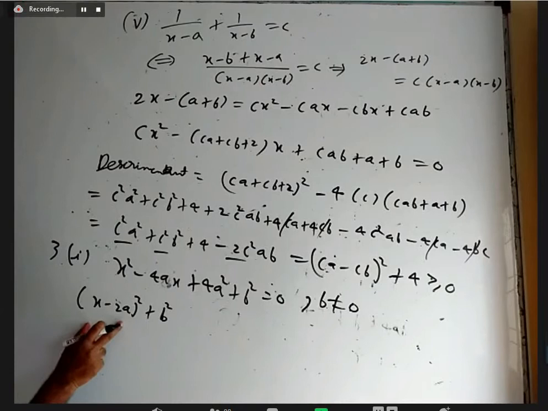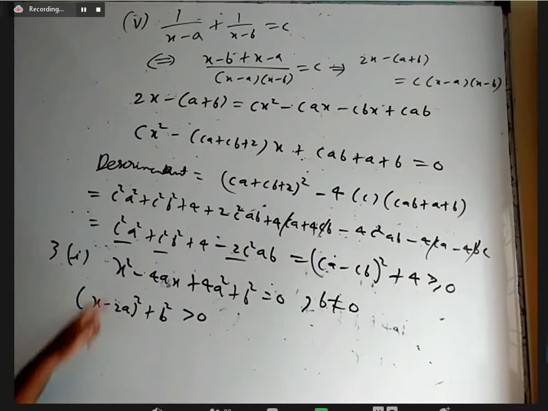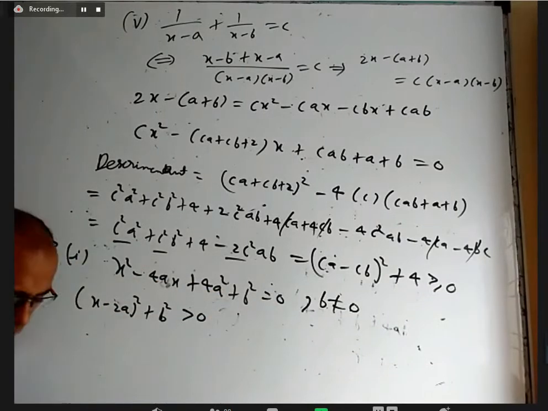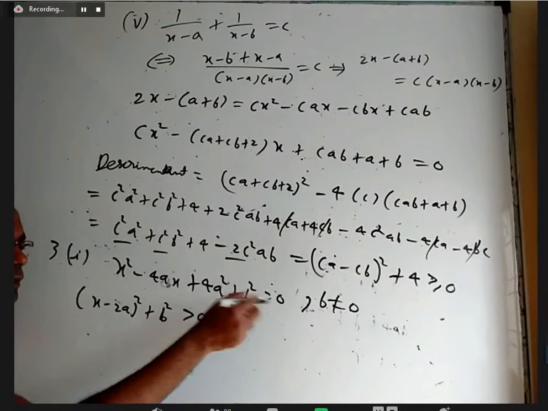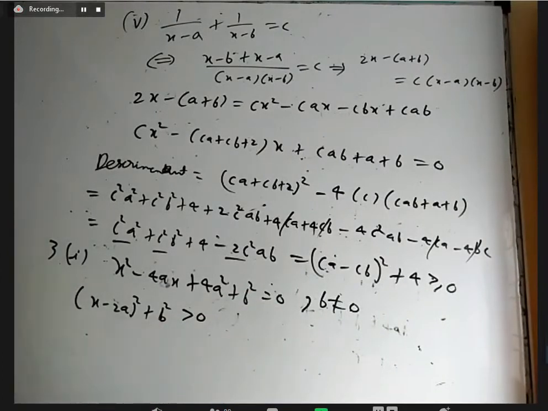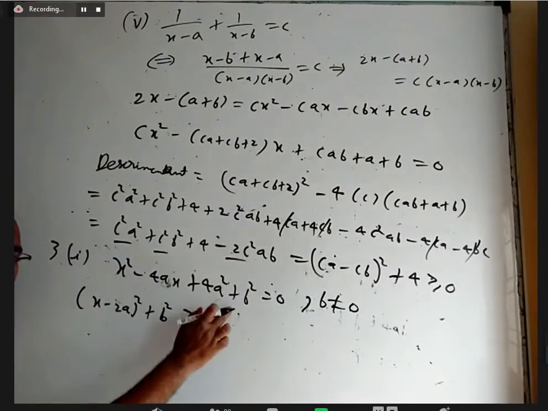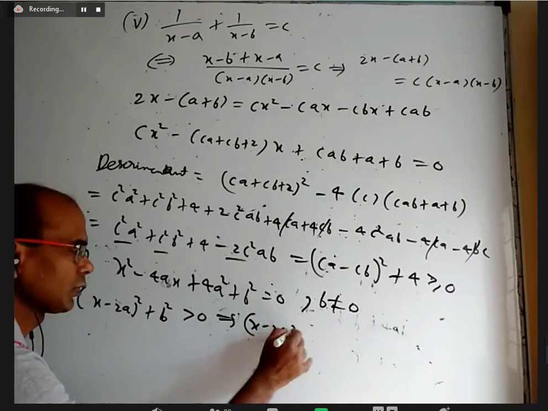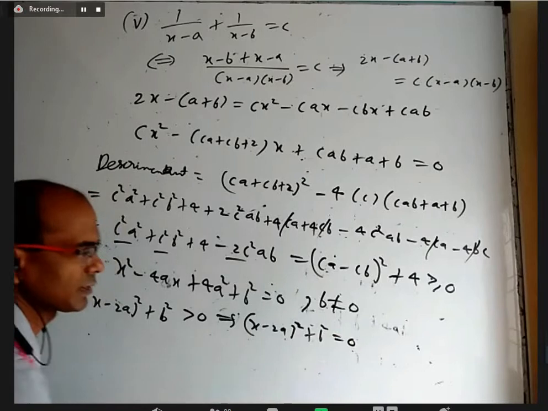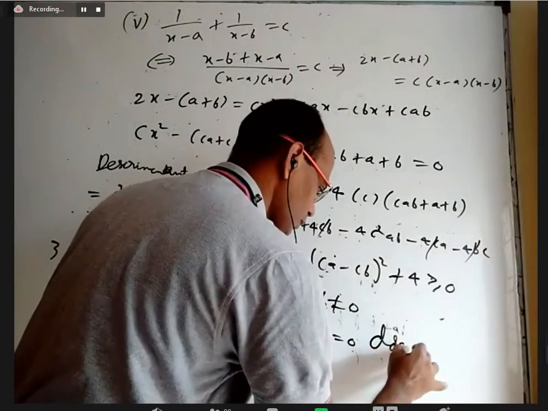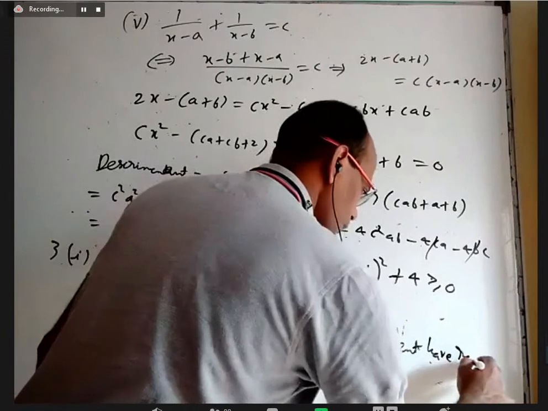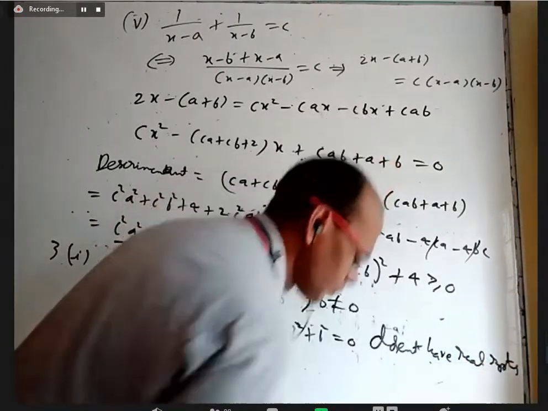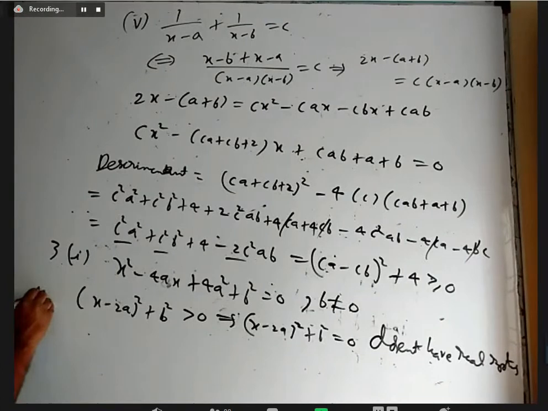This is a perfect square, greater than or equal to 0, but this is only greater than 0 because it's not 0. If this expression is always positive, how can it be 0? It can't be 0. That means if you take any real number and substitute it, it cannot be 0. So that means roots are complex, non-real. If something is always positive, it can never be 0. This implies (x minus 2a) whole square plus b square equal to 0 doesn't have real roots. Okay, this is method 1.